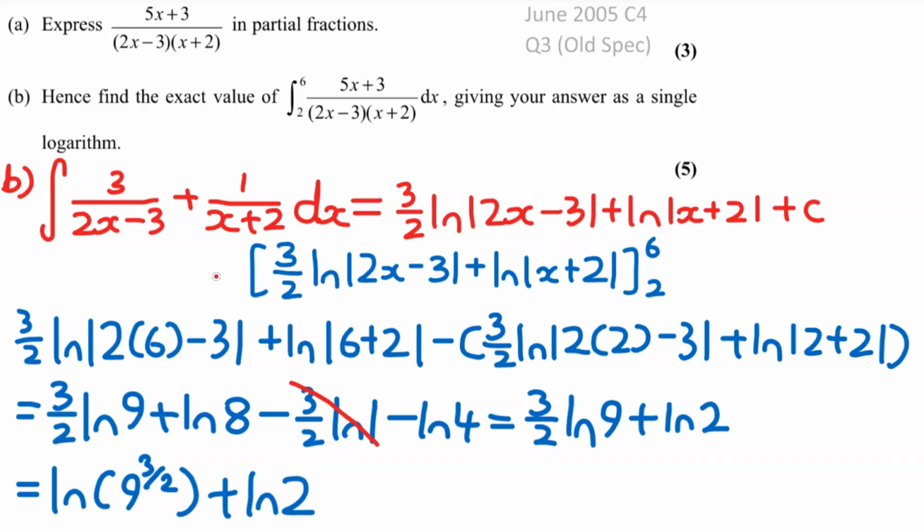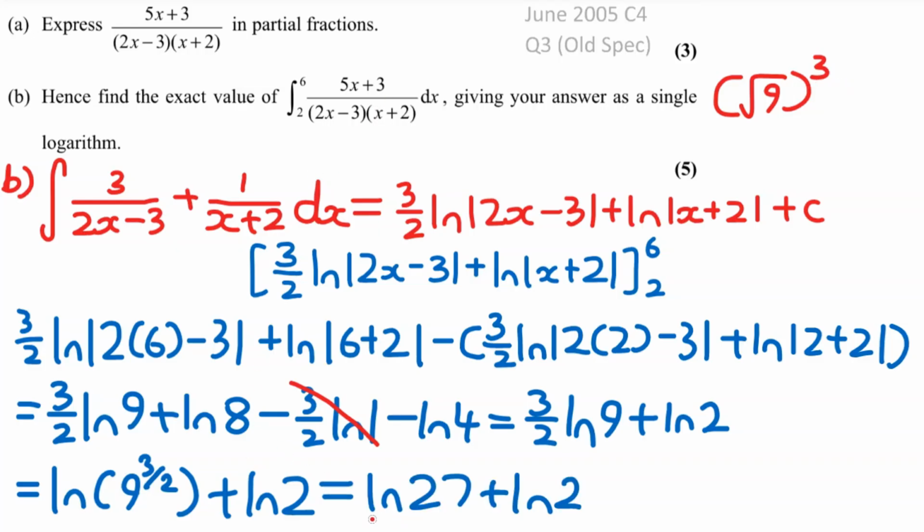Remember what the power of 3 over 2 does. It firstly square roots the 9 and then it raises it to the power of 3. So when you square root 9, it's equal to 3, and then when you raise it to the power of 3, it's 27. So it's a natural log of 27 plus a natural log of 2.